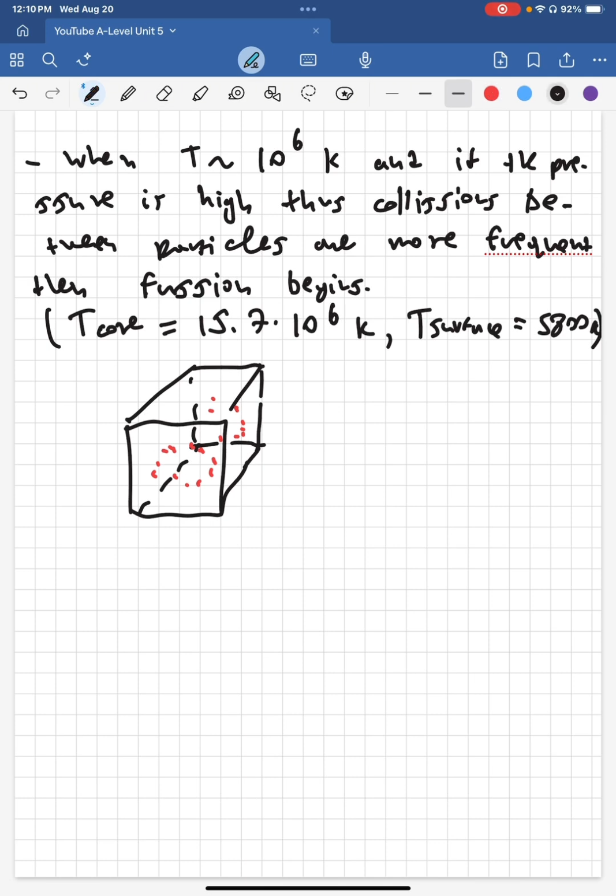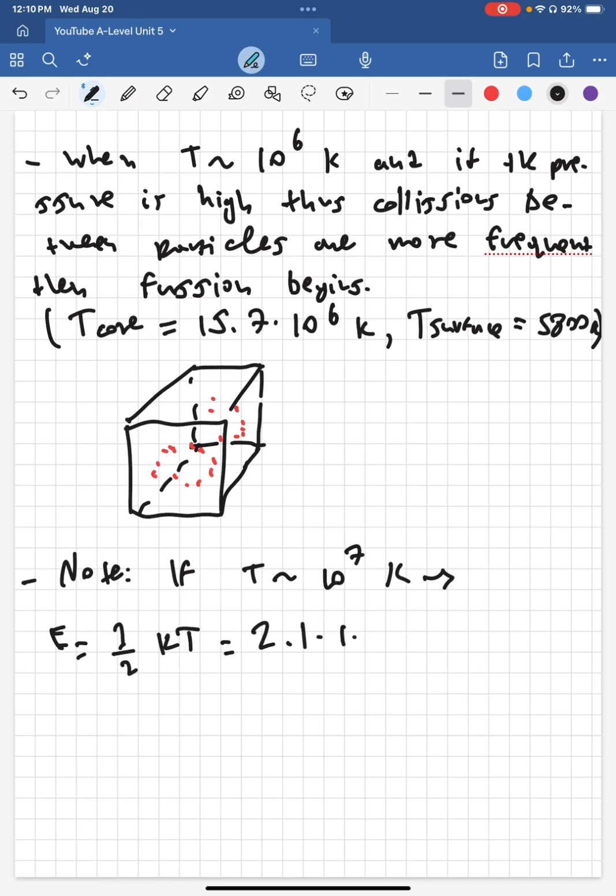And I have another note here in my notes. Let's write that down. So, another note. If temperature is 10 to the 7 Kelvin, then the energy corresponding to that temperature, if we use the 3/2 kT law, ideal gas law, is 2.1 times 10 to the minus 16 joules. Okay?